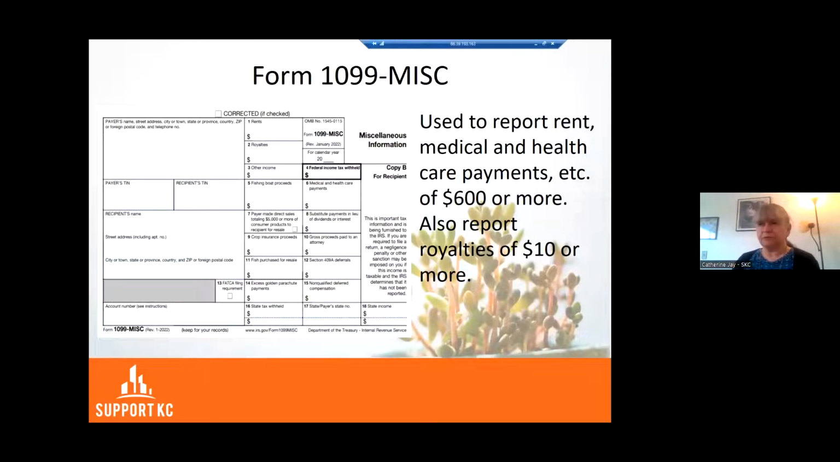These forms also need to be filed with the recipients by January 31st. But there is an extended deadline for e-filing with the IRS until the end of February. For SKC, when we're going through this process, we strive to get everything either mailed or e-filed by January 31st. So we're filing these forms early, but we don't want to miss a deadline. So it's kind of our best practice to get those all filed by January 31st.